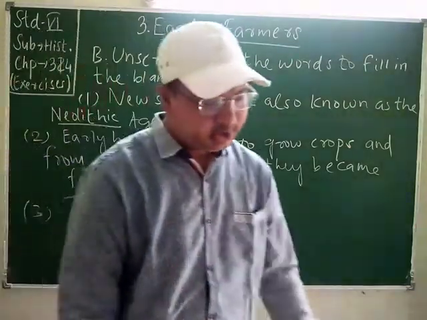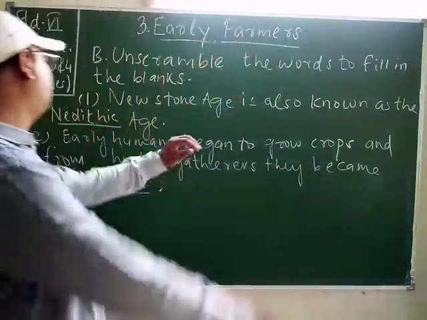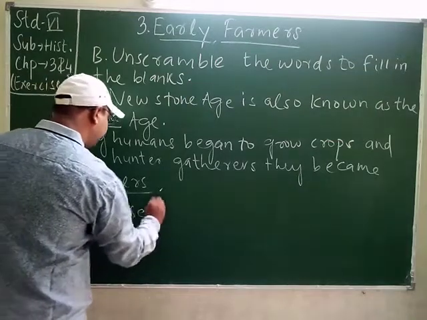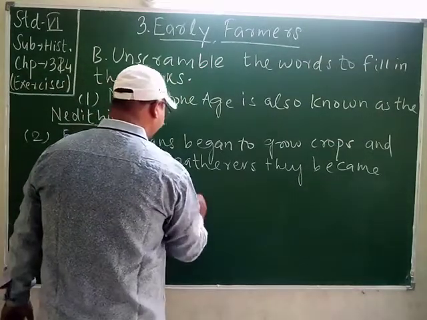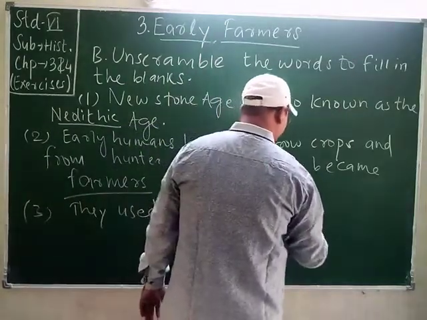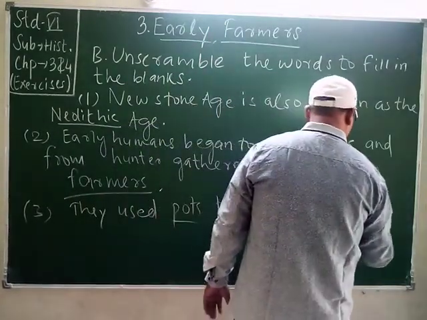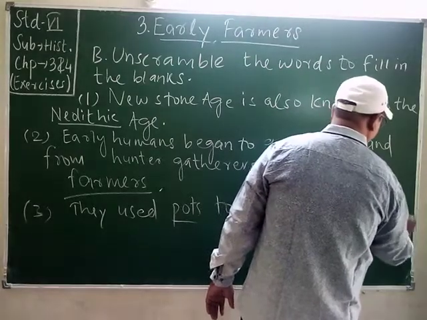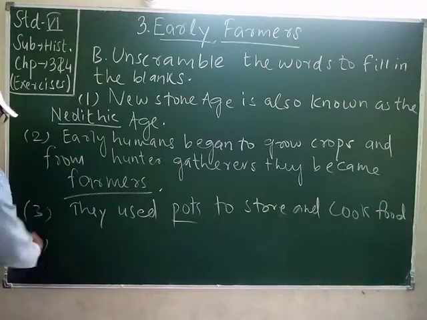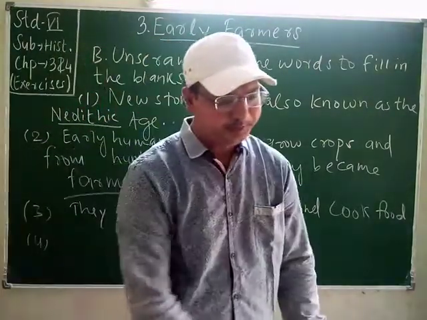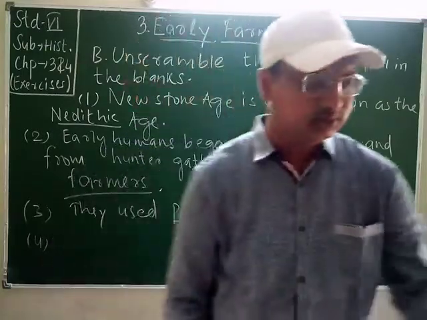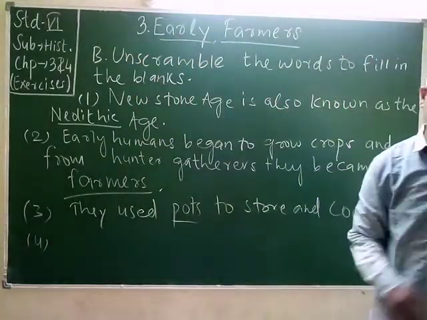Number 3, students. They used dash to store and cook food. They used pots to store and cook food. Okay. Then we will come to question number 4. One of the early discoveries was dash of animals.